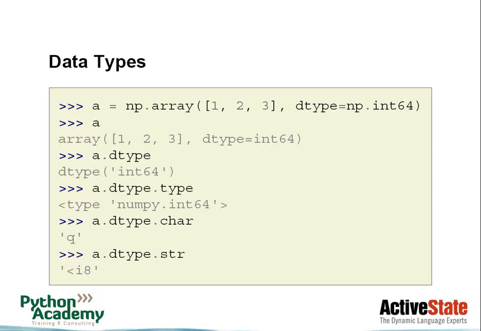But also there's a type which gives you the type from the Python point of view. So it's a NumPy int64, a special data type. And also there's a character code, char, which you can use. And there's also str, which tells you this less-than sign means it's a little-endian integer with 8 bytes. So 64-bit is 8 bytes. Next slide, please.